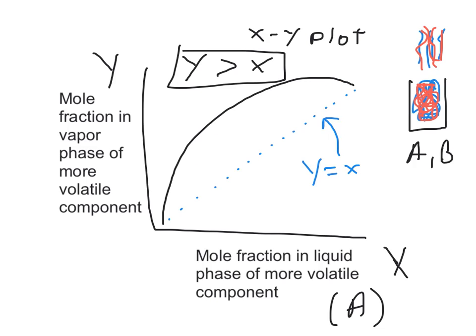Well, that means that we have more in our vapor phase of component A than we have in the liquid phase. So it's a greater concentration in the vapor phase or gas phase compared to the concentration in the liquid phase. And that's always the case when we have these binary diagrams, two components, for the more volatile component. The concentration in the vapor phase is always greater than in the liquid phase, just like this plot shows us here. Y is always greater than x for this type of material.